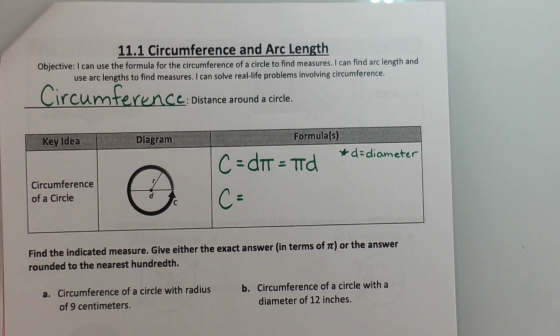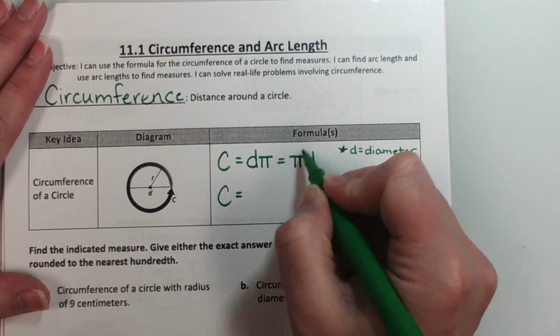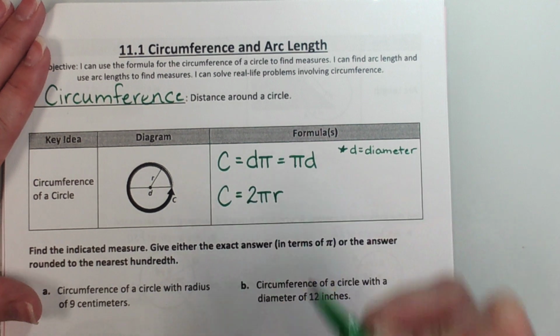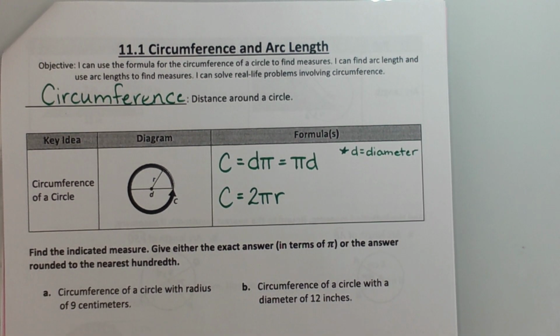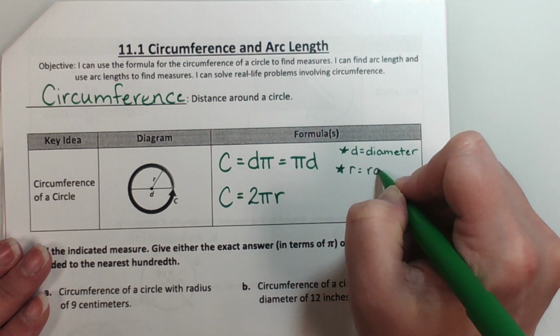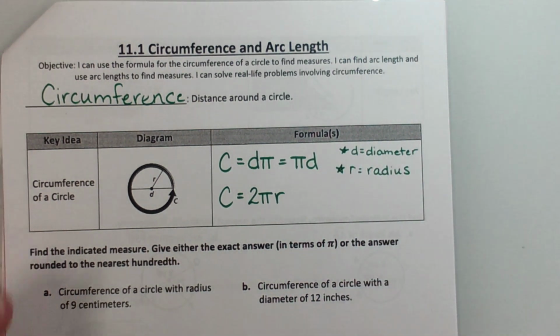The other formula is built on this. It has to do with the radius. How is a diameter related to a radius? Double it. The radius is half the diameter, or double the radius and you get the diameter. Which means I can take this d and replace it with 2r. And generally the order they do is 2 pi r, r being the radius.